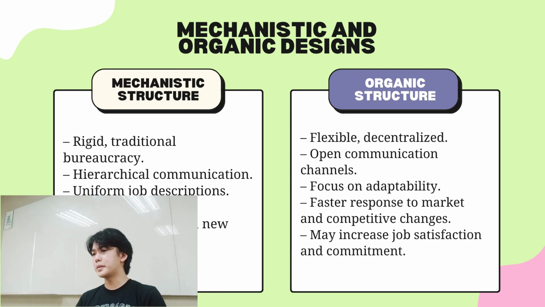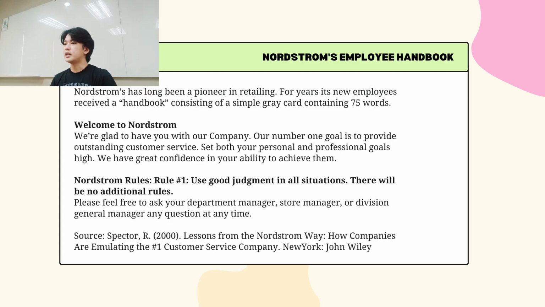The choice between mechanistic and organic structures depends on the organization's goals, resources, and culture. While mechanistic structures may be slow and do not react well to change, they are seen to be more efficient for large and established organizations. On the other hand, organic structures can be more effective for smaller, innovative companies that need to be nimble and adaptable to change. Let's move on to Nordstrom's Employee Handbook.